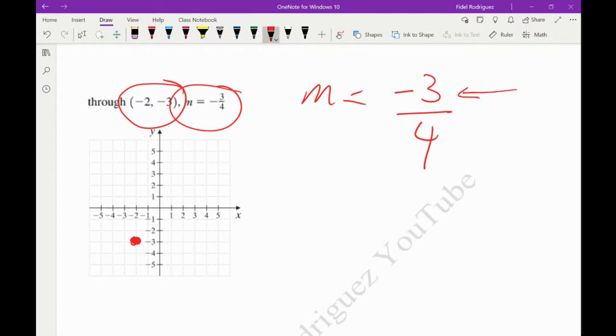Since the top number is a -3, I'm going to go down 3 spaces: 1, 2, 3. Since the bottom number is a +4, 1, 2, 3, 4. And I'm going to try to draw this as pretty as I can. Something like that. Okay.